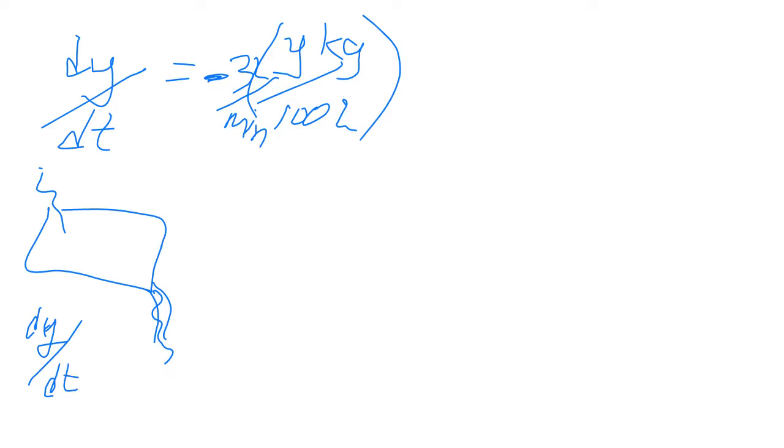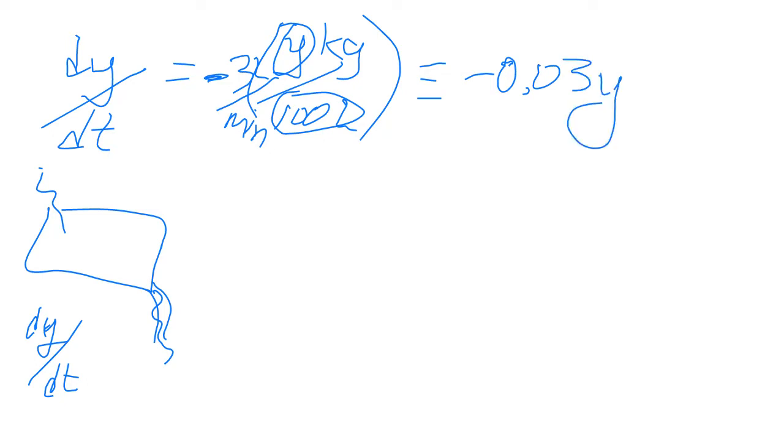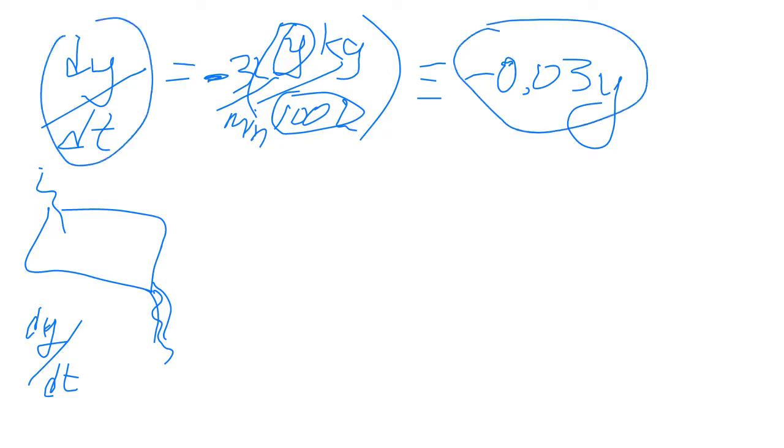Basically, 3 liters per minute runs out, and it's going to be y kilograms of salt divided by 100 liters still in the tank at all times, since it's coming in at the same rate here. So this is equivalent to minus 3 over 100, which is minus 0.03 times y. That's going to be the rate of change. So we've got dy/dt, and it's going to be negative since it's running out: dy/dt = -0.03y.